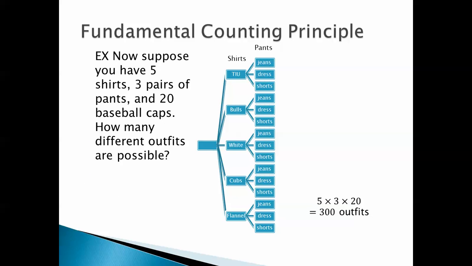So let's take this example. We have a 3-step process. Choose your shirt, choose your pants, choose your baseball cap. How many different outcomes are possible? 5 ways to choose the shirt, 3 ways to choose the pants, 20 ways to choose the baseball cap. They're 5 times 3 times 20. In other words, 300 different outfits.